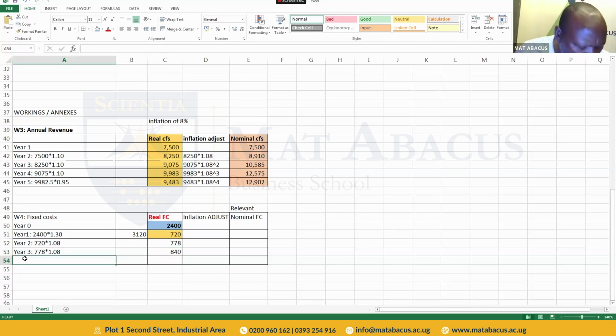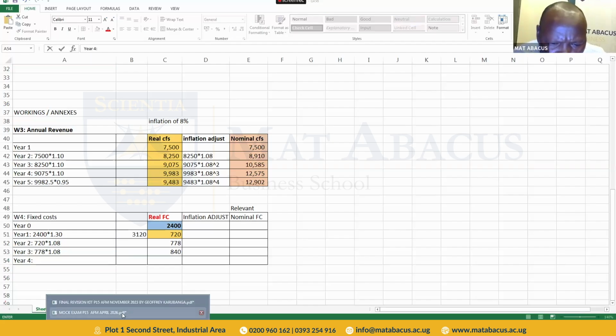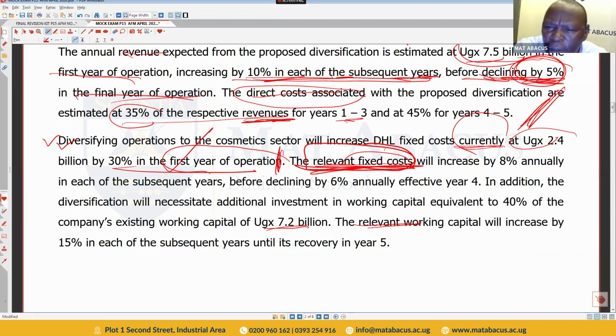We are going to year 4. There is a concern. We have to read the case. There's a concern in year 4. What does it say? It says the relevant fixed cost will increase by 8% annually in each of the subsequent years before declining by 6% annually, effective year 4. From year 4, we are going to drop.